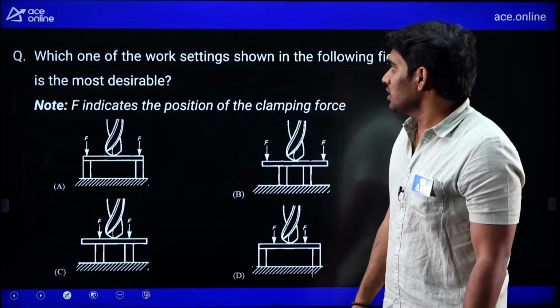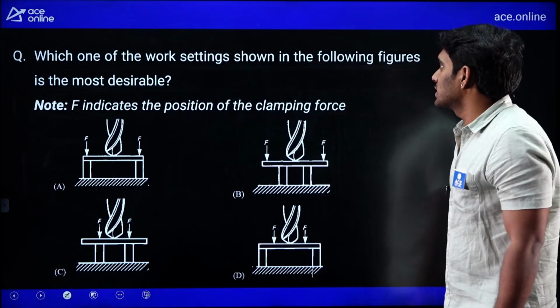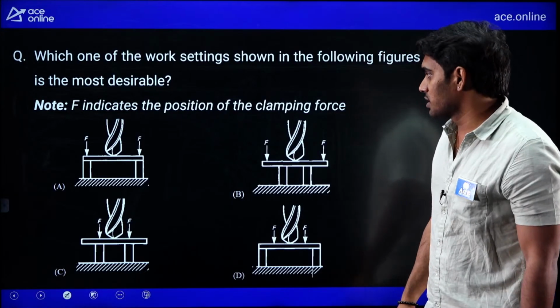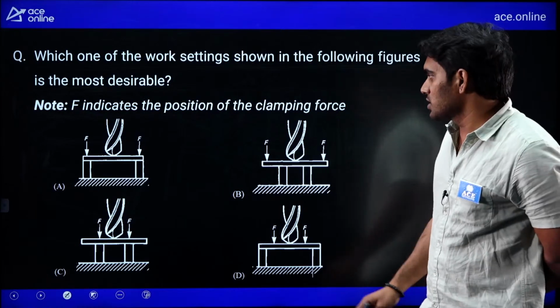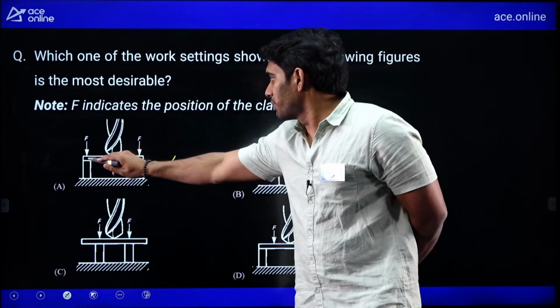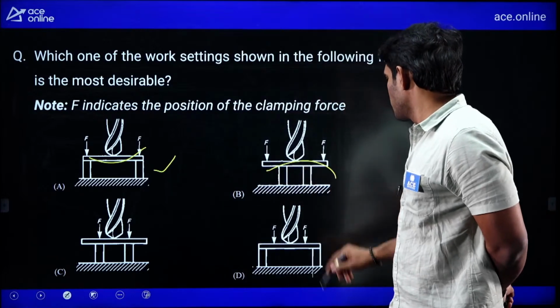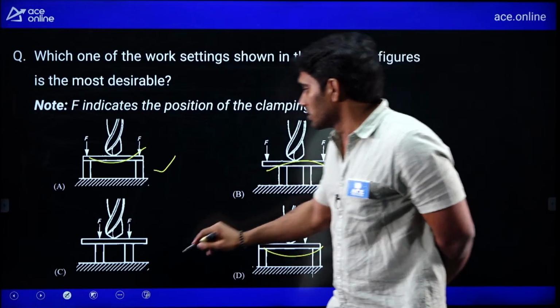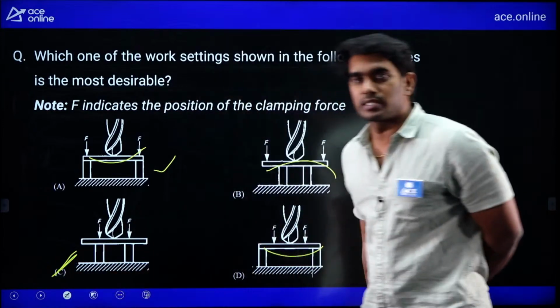Okay. Now we can notice that here, which of the following work settings shown in the following figures is most desirable. Among these four you can notice that this leads to bending. Here also this may lead to bending, here also this may lead to bending. The most appropriate answer for this one is C.